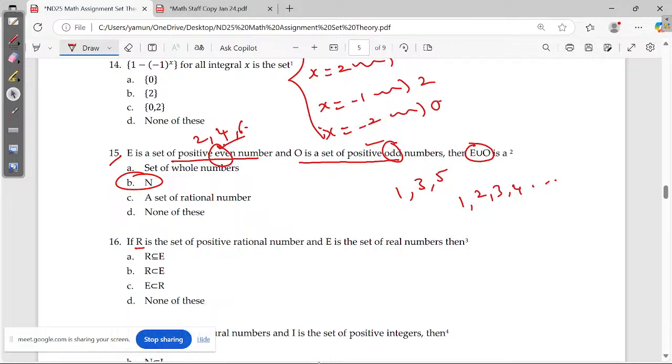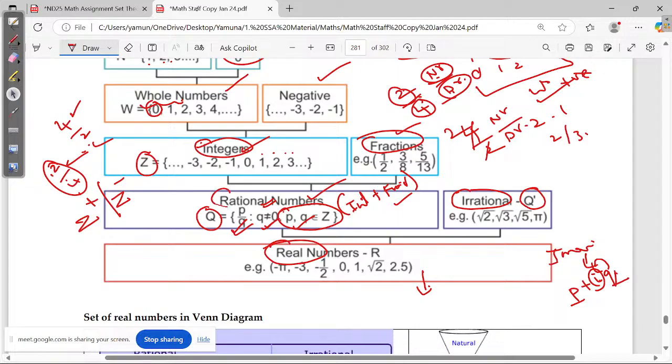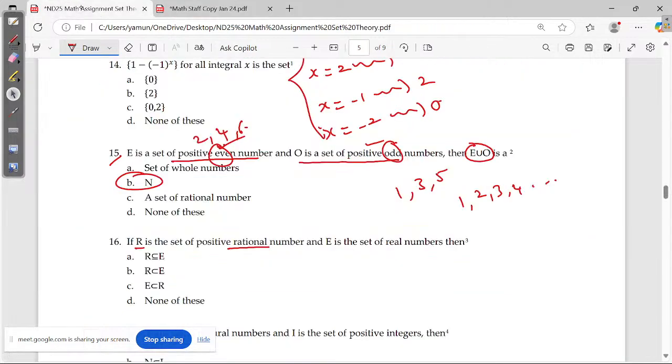16. R is a set of positive rational numbers. A rational number can be positive or negative; it contains integers and also fractions. When we say integer, it can be a positive integer, negative integer, and also zero. So here we have the set of positive rational numbers, which means it will have positive integers and positive fractions. And E is a set of real numbers, which means it will have positive integers, positive fractions, along with negative integers and negative fractions. So R seems to be a subset.